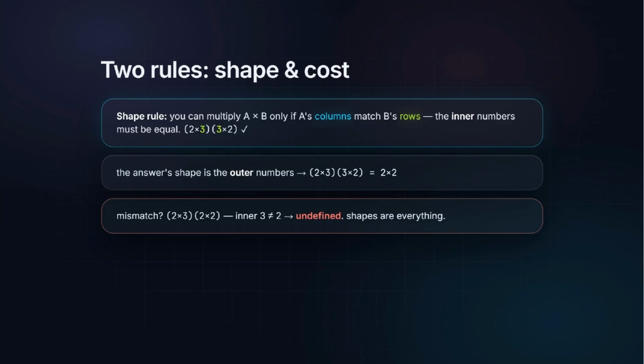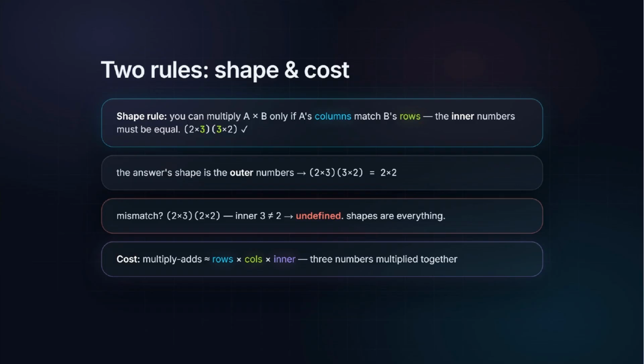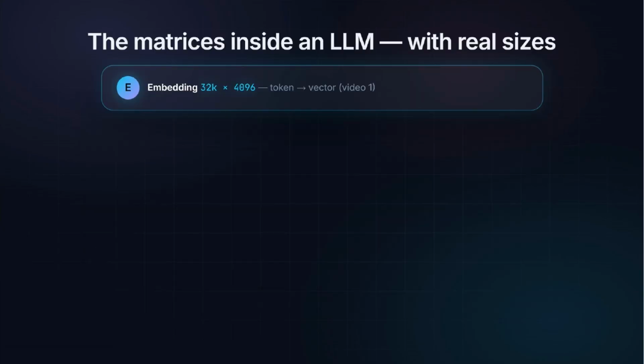Shapes are everything. Second, the cost. The number of multiply-adds is roughly rows times columns times that shared inner dimension, three numbers multiplied together, which means doubling every dimension doesn't double the work, it roughly eightfolds it. Size punishes you fast. So where do these live and how big are they?